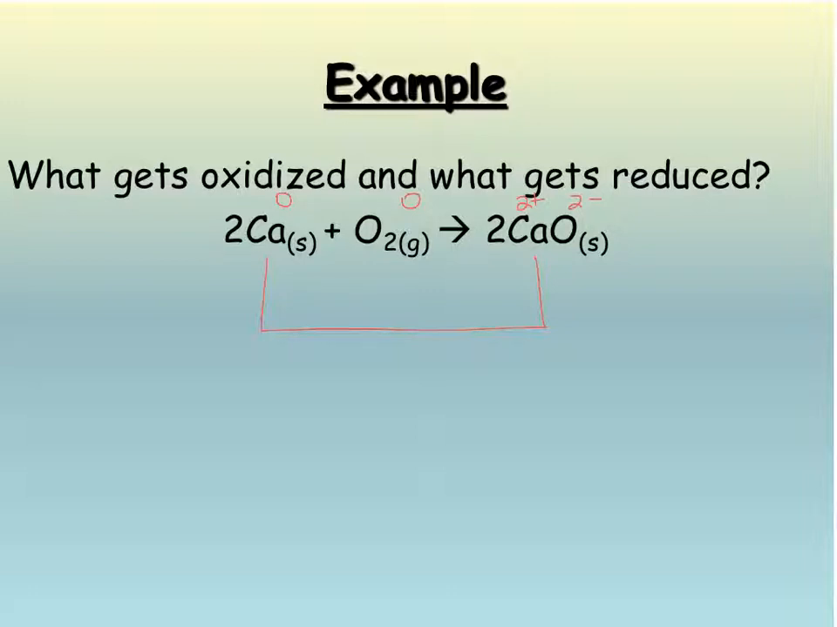And remember, however you want to remember it, losing electrons is oxidation. So the calcium is definitely being oxidized. Then our oxygen is going from 0 to 2-, so it definitely gained 2 electrons, and reduction is gaining. So this is definitely going to be reduction.